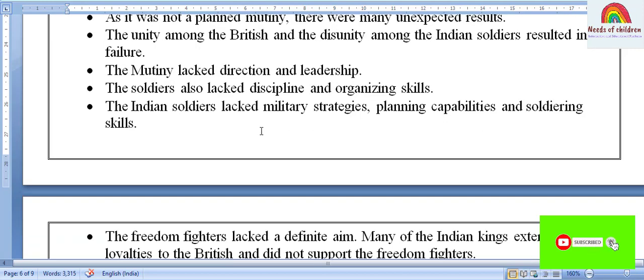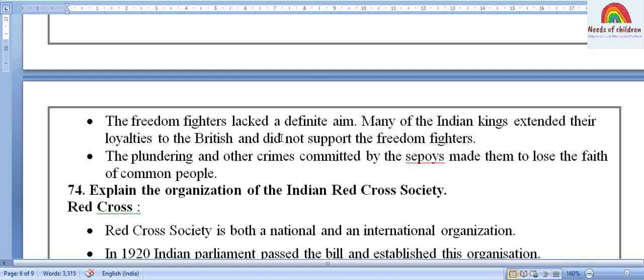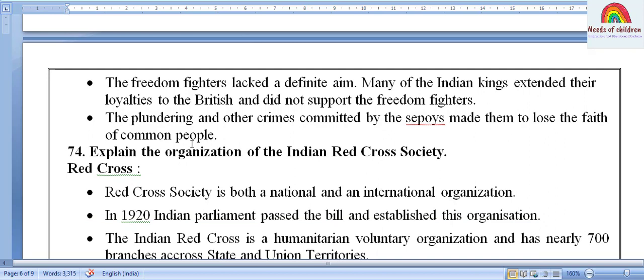The Indian soldiers lacked military strategies, planning capabilities and soldiering skills. The freedom fighters lacked a definite aim. Many of the Indian kings extended their loyalties to the British and did not support the freedom fighters. The plundering and other crimes committed by the Sipahis made them lose the faith of common people.